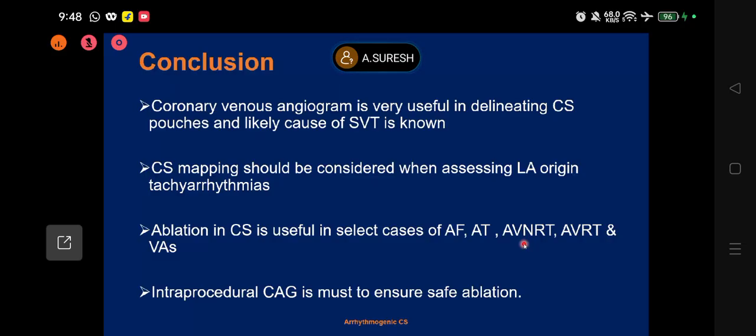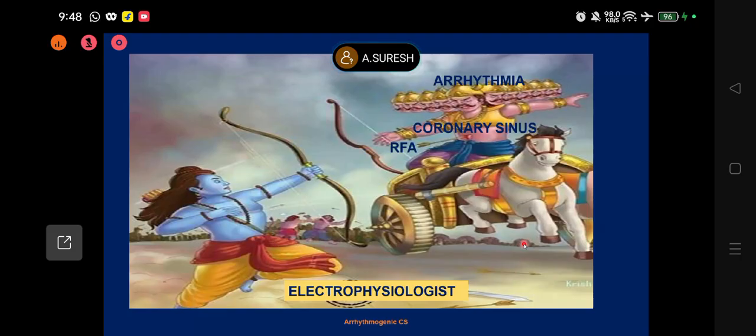So, as electrophysiologists, when we see an arrhythmia and we are not getting success, one thing we must keep in our mind is coronary sinus arrhythmogenic potentials, and radiofrequency ablation at that juncture will be successful, as Sri Rama got victory over Ravana on this day of Diwali.